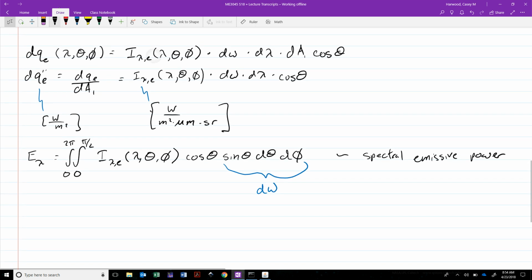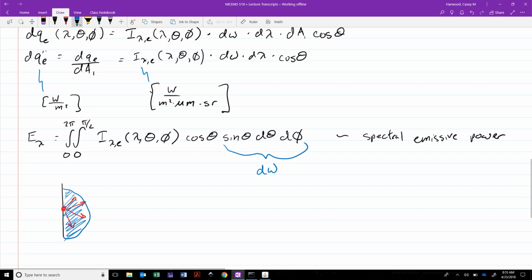In other words, let's say we've got an emitter right here that's casting out energy. What this is doing is integrating how much energy is being emitted over this entire hemisphere that is visible to that emitter on a surface. You'll sometimes see this referred to as the hemispherical spectral emissive power, but we're not going to use that because it's sort of redundant.